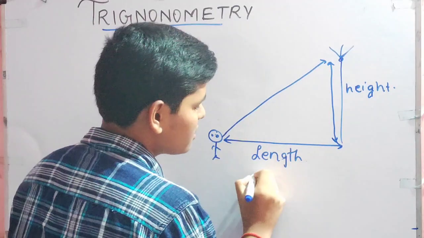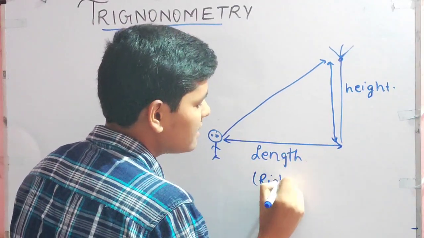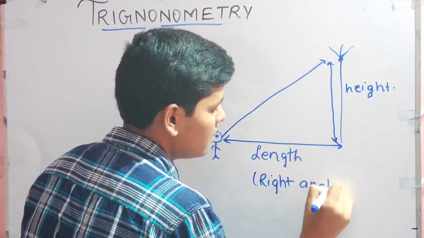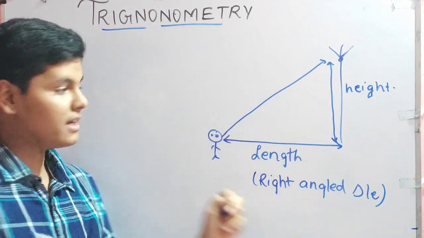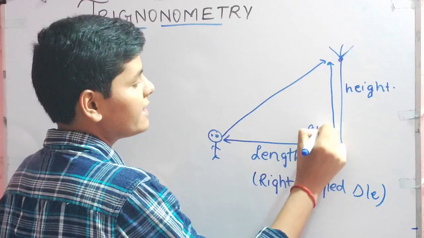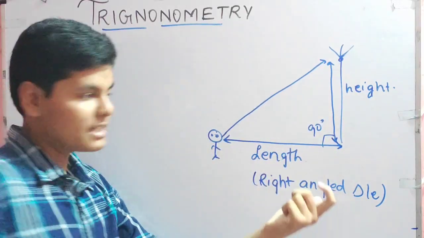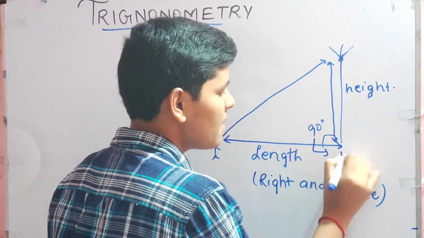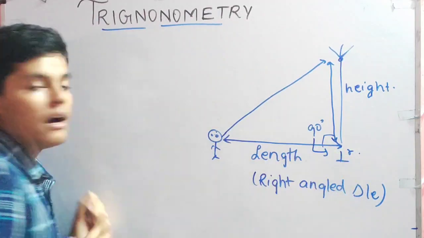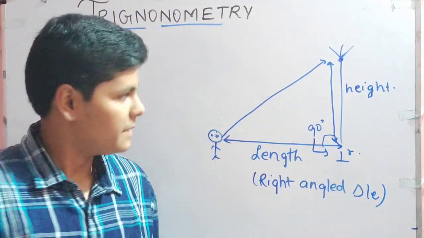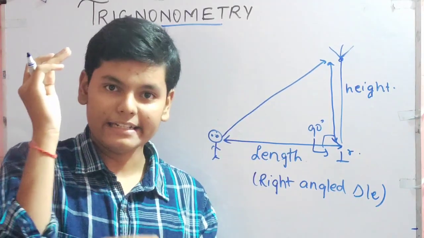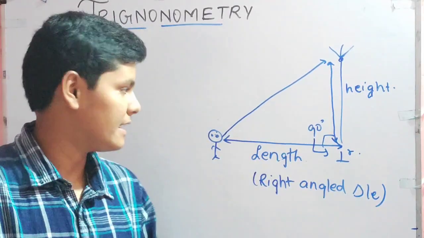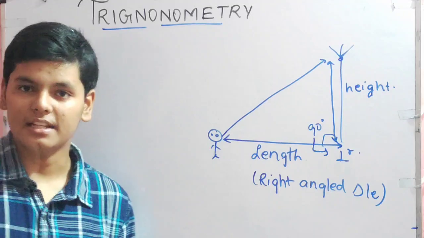This type of triangle is called a right angled triangle. Why is it a right angled triangle? Because over here there is a 90 degree angle. In mathematical terms, this 90 degree is known as perpendicular. Perpendicular means at 90 degree. When two lines are arranged so that they make a 90 degree angle between them, that is known as a right angle. So this is one case scenario.